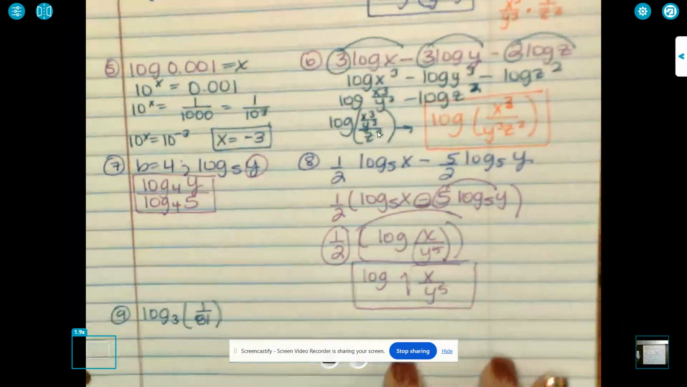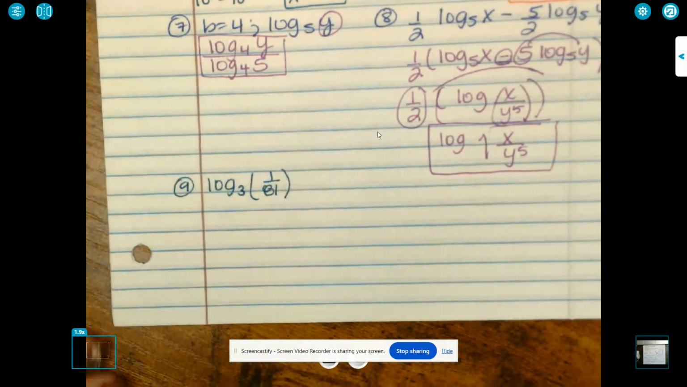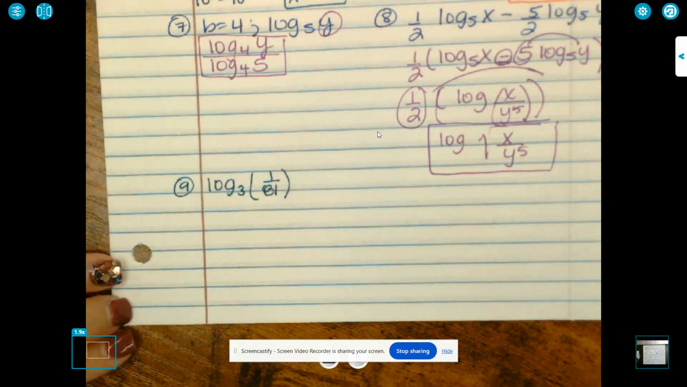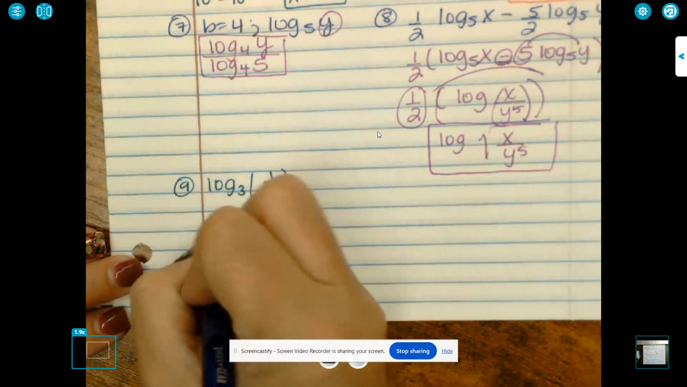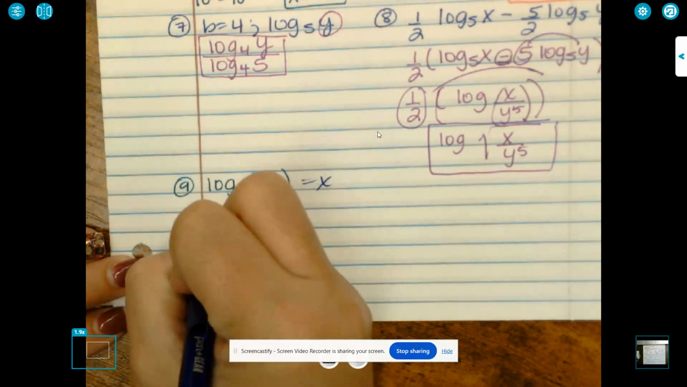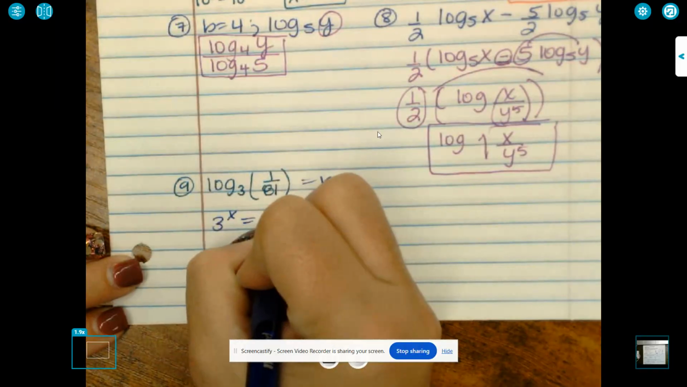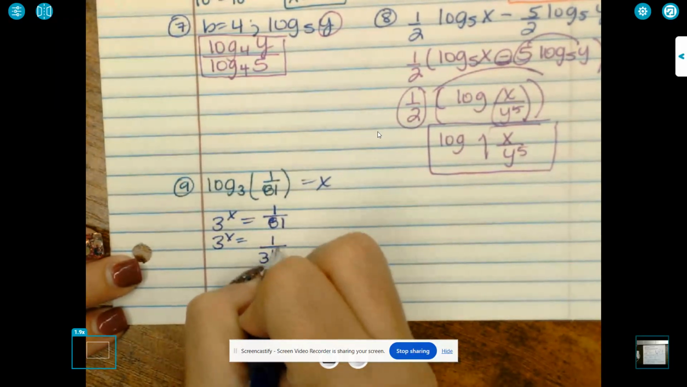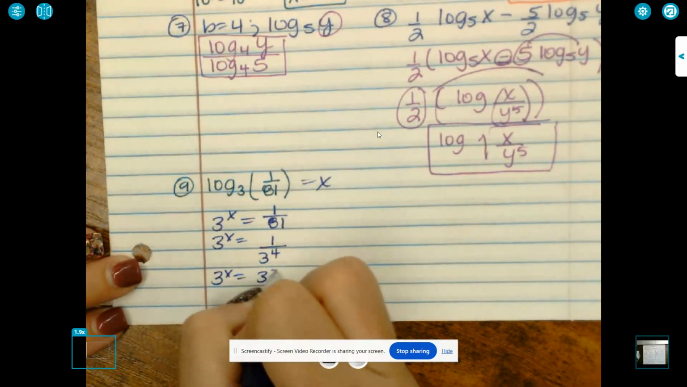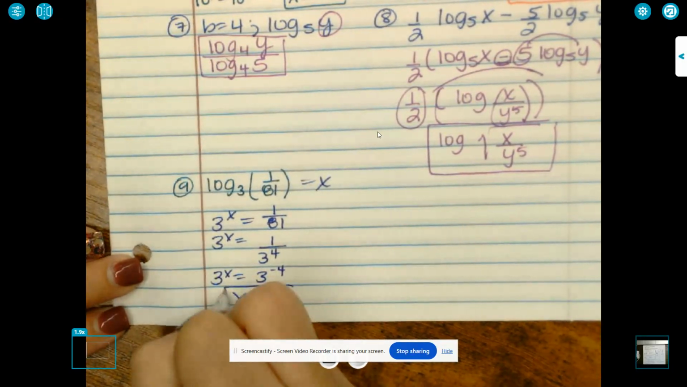All right, so let's go to number 9 down here. All right, number 9 was another evaluate problem. Okay, so again, left, right, center. And 81 is 3 to the 4th, so 3 to the x equals 3 to the negative 4, so x equals negative 4.